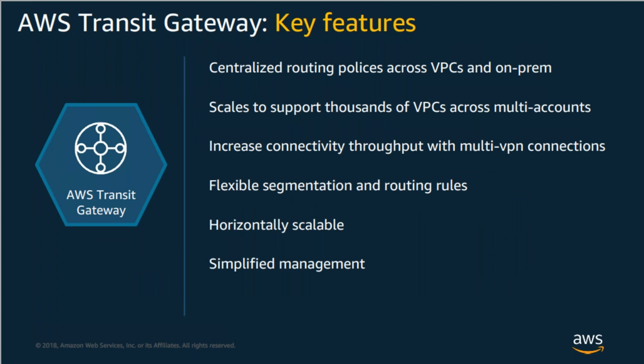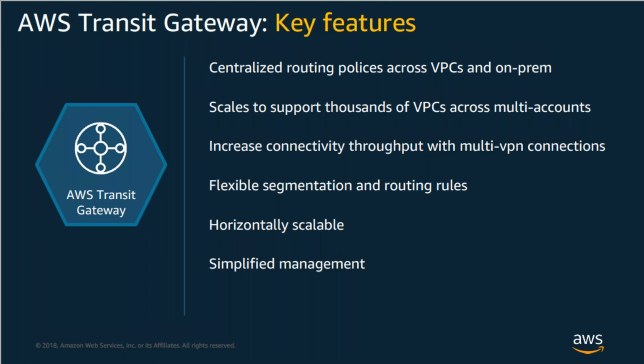So what are the features of Transit Gateway? And again, I'm keeping this at a relatively high level. I hope that you will work with us and your AWS account teams to dig into this at a more detailed level. But key features of Transit Gateway included centralized routing policies across all of your VPCs and on-premise locations. So you made it much simpler to build out your routing policies.